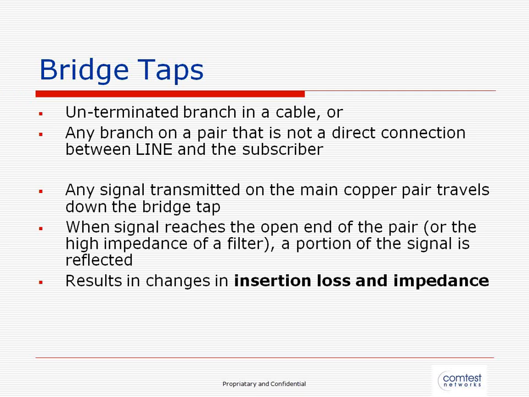Any signal that is transmitted down a copper pair will also travel down the bridge tap. So when a signal reaches the open end of the pair or the high impedance of the filter, a portion of the signal is reflected back. These reflections result in changes in insertion loss and impedance. We will take a closer look at these issues a little later on in the discussion.